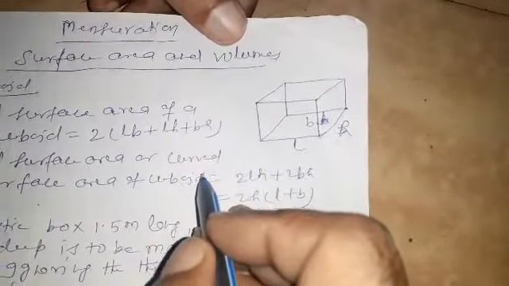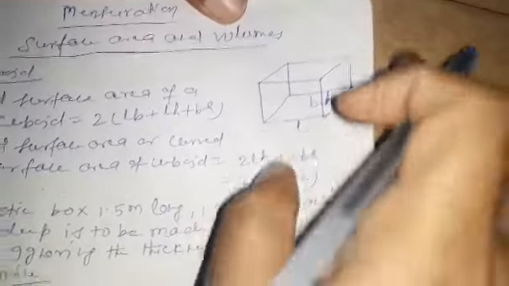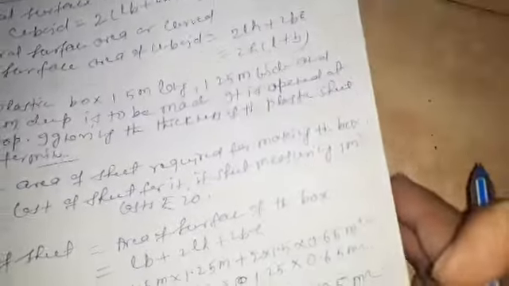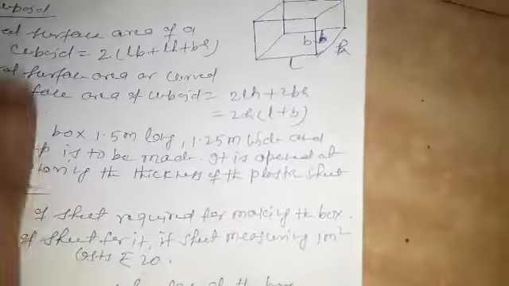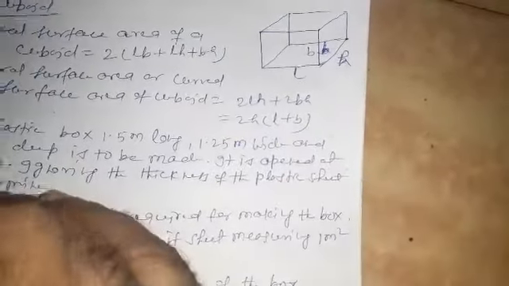Lateral surface area of a cuboid, or curved surface area. For a cuboid, the curved surface area means this area, this area, this area and this area. So 2LH and 2BH, taking 2H as a common, then L plus B.